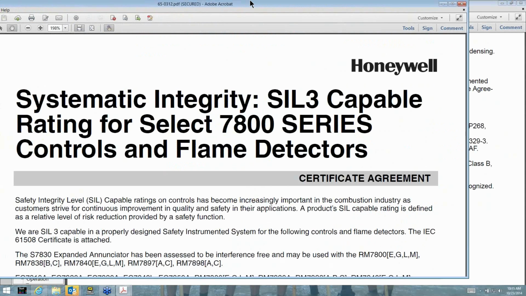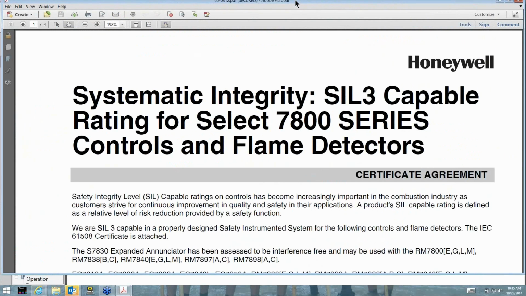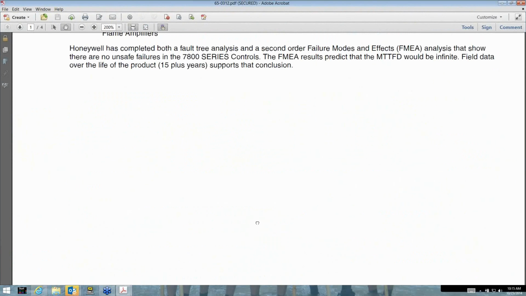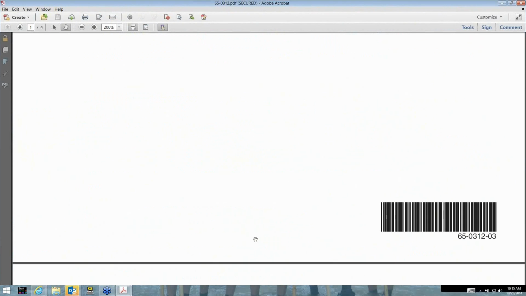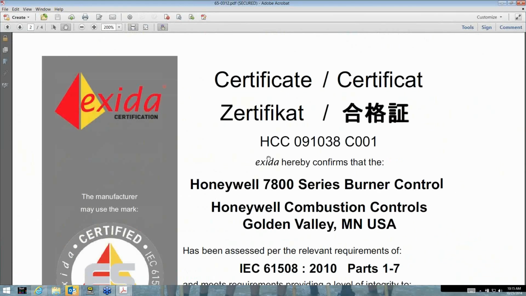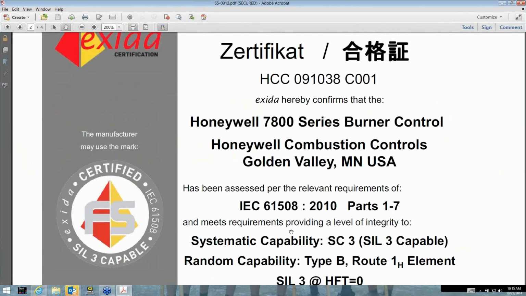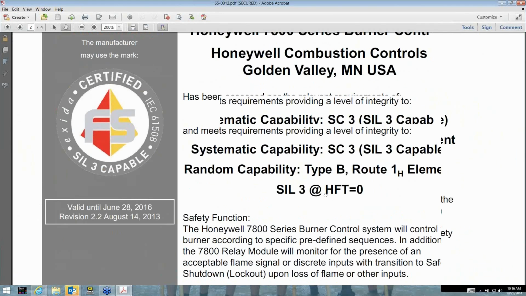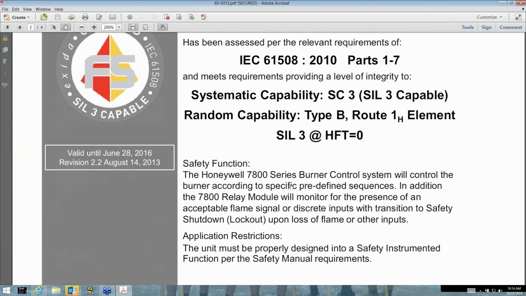Okay. Right. So now, if I can pull up this next document. Did my next document now appear? Yes, it is. SIL-3 capable rating. So now you see the SIL-3 capable rating, and this is Honeywell's document on the SIL-3. Here is the exida certificate.